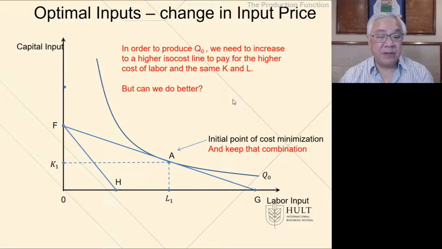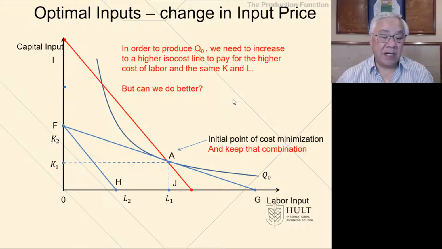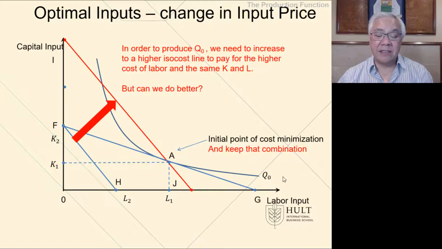So what do we need to do? We need to raise the isocost. We have to get more money. So here, if we wanted to stay at A, which worked, right? It got us to Q0, we would have to raise our budget by quite a bit. So the isocost is raised to here in order for us to afford this combination that got us to Q0. But we can do better.